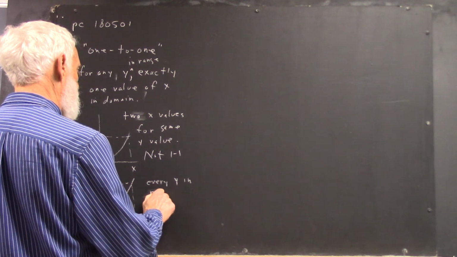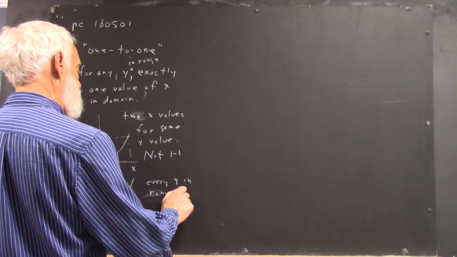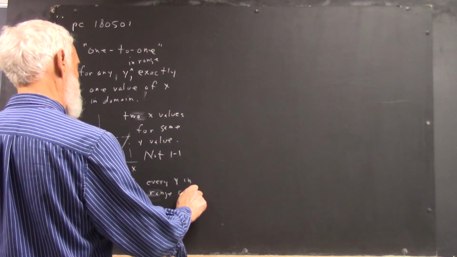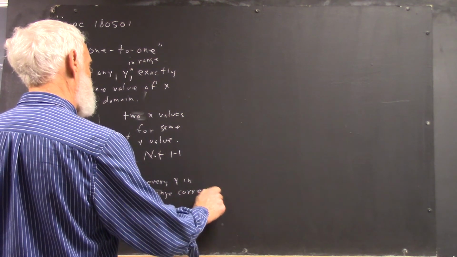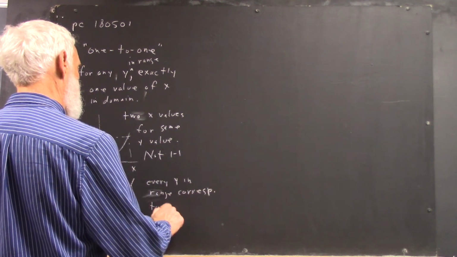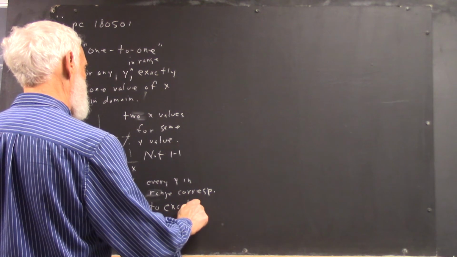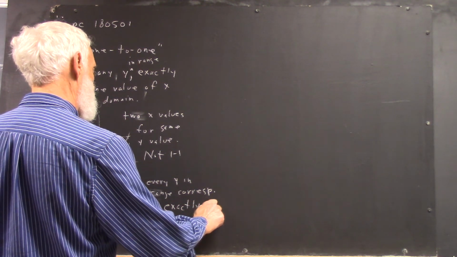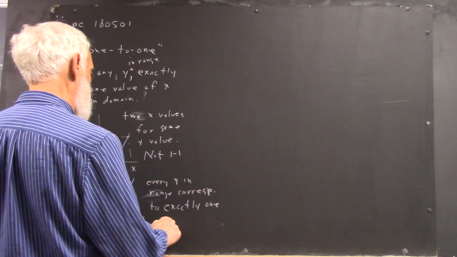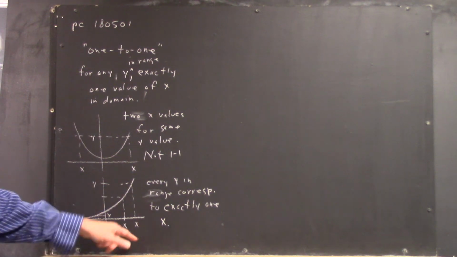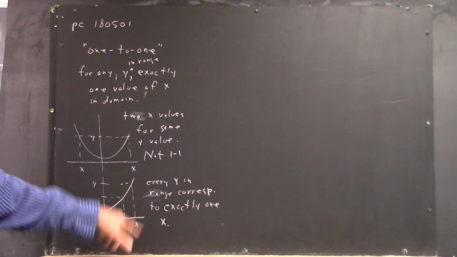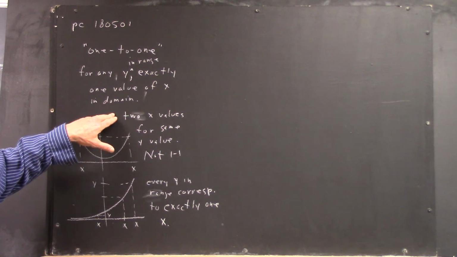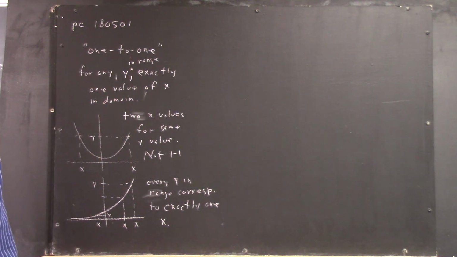Every y in the range corresponds to exactly one x. And of course, if it corresponds to some x, that x is in the domain, so it's a little redundant to say in the domain, but for reference we say it anyway. Okay? Make sense? Yeah.